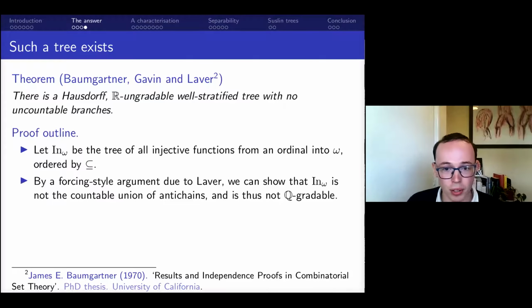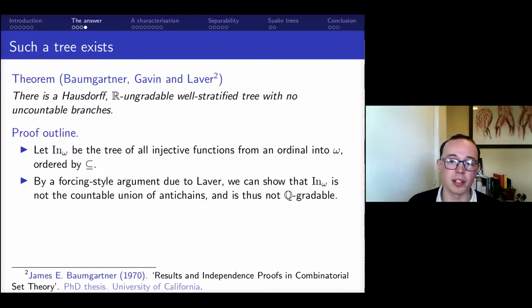So let's take the tree of all injective functions going from some ordinal into omega. So we take the tree of all functions where the domain is some countable ordinal, and the image is omega, or a subset of omega, let's say. And we order this set by function extension. Then it's not hard to see that the result is a well-stratified tree. It's Hausdorff and it has no uncountable branches.